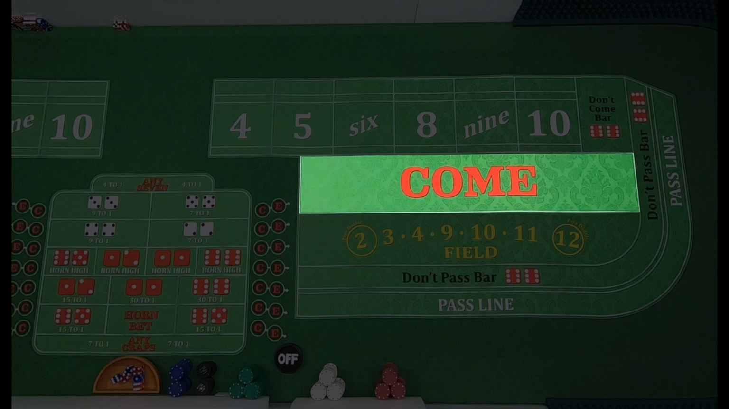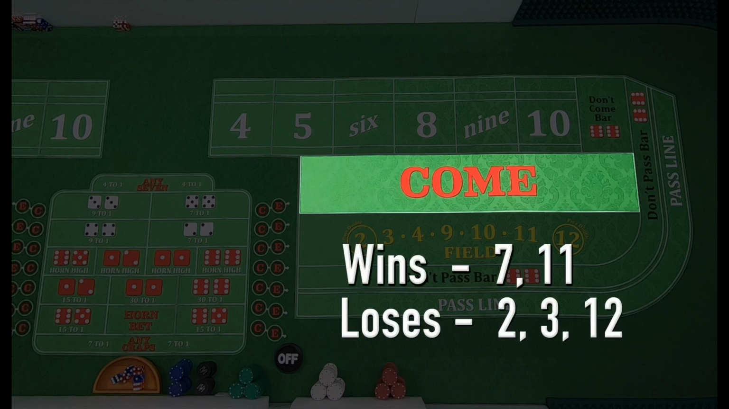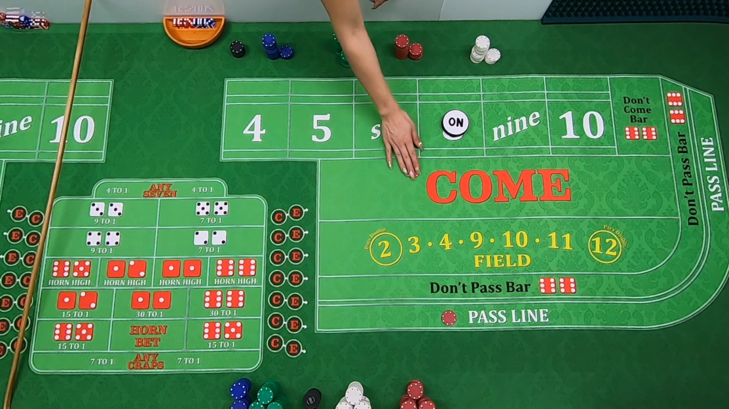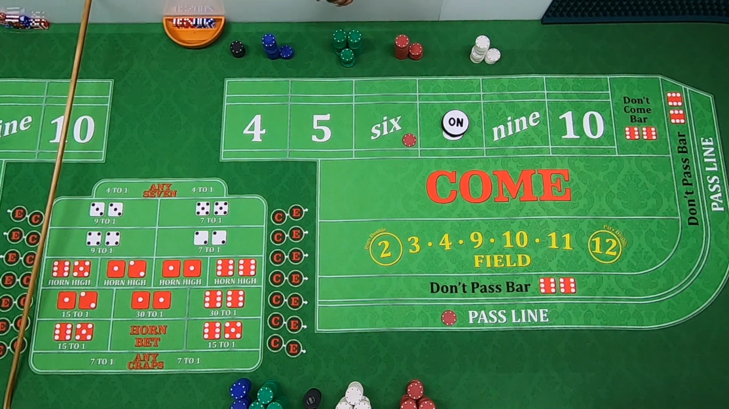Once the point is set to a number and the puck is in the on position, then you can place a come bet. Now it's like playing the pass line again. The come bet will win with the 7 or 11 and lose with the craps number 2, 3, or 12. And if any other number is rolled, the dealer will move your bet up onto that specific number located up in the large numbered boxes above.